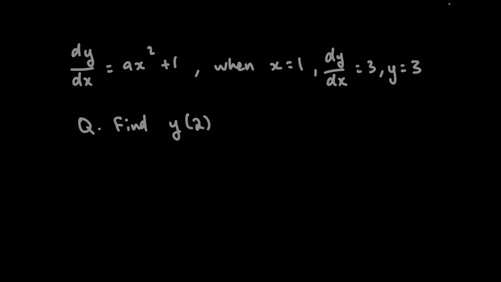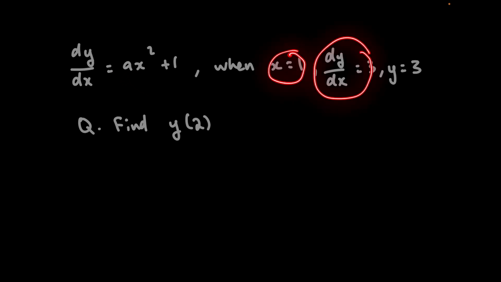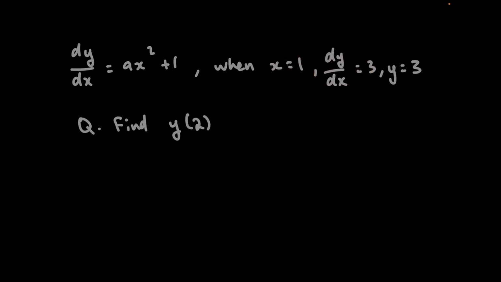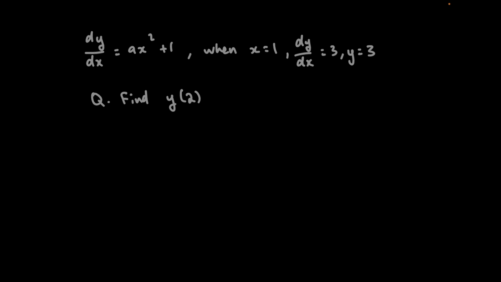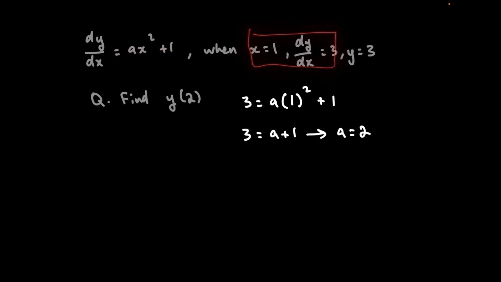So the first thing I'm going to do is work out what the value of a here is. To work out the value of a, we already know that when x equals 1, the derivative is equal to 3. So let us now substitute in that information. So dy on dx equals 3, and a times, when x equals 1, whole squared plus 1. So 3 is equal to a plus 1, in which case a is simply equal to 2. So we've just worked out that the derivative is equal to 2x squared plus 1. Okay, so that's by using these two pieces of information here.